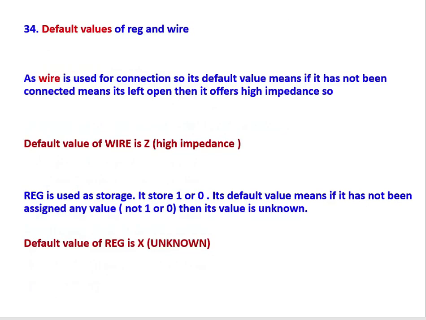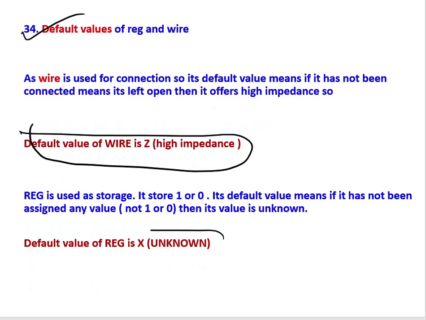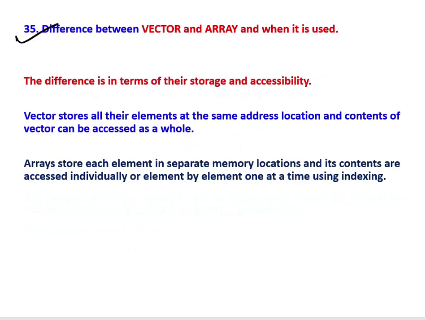Next one is the default values of reg and wire. The default value of wire is Z, high impedance, and the default value of reg is X, unknown value. Next, the difference between vector and array and when each is used. The difference is always in terms of their storage and accessibility.